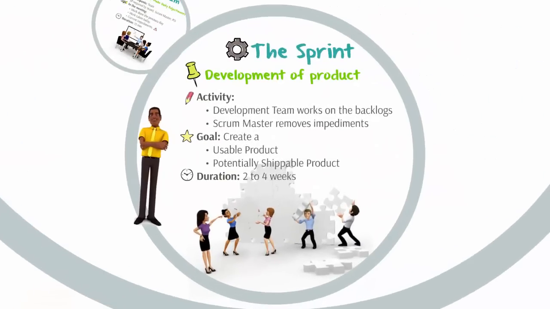The heart of Scrum is a sprint, spanning 2 to 4 weeks, during which a usable, and potentially shippable product increment is created. During the sprint, no changes are made that would endanger the sprint goal, or that can affect the quality. Scope may be clarified and renegotiated between the product owner and development team, as and when required.